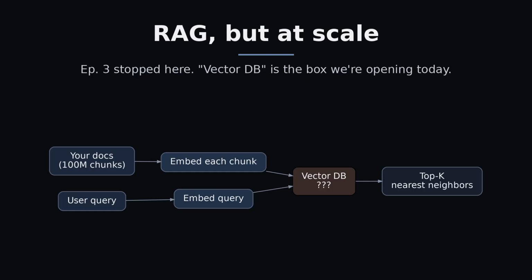Last episode's RAG picture had a box in the middle labeled Vector Database. That's the box we open today. Because the recipe sounds simple: embed every document, embed the user's question, return the closest chunks, until you actually have to do it. Imagine you've got 100 million chunks. Each one is 1,500 numbers long. The user types a question, and you have 100 or 200 milliseconds to find the 10 most similar chunks before they get bored. Comparing one vector to 100 million others, the obvious way, is wildly too slow.